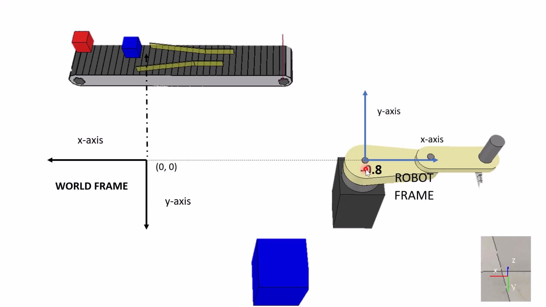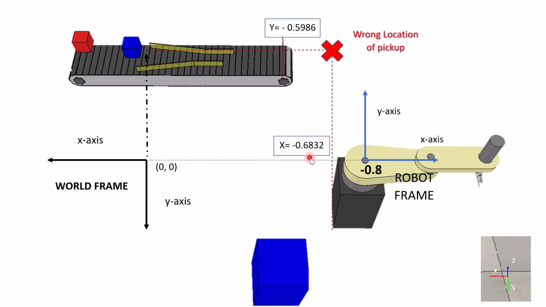And the conveyor is placed in another location. And the wrong pickup location is approximately here. You can see that when the robot moves to that location, the wrong pickup location, as we have investigated before, has XY values of minus 0.6832 and minus 0.5986. So try to look at X, which is minus 0.6832.